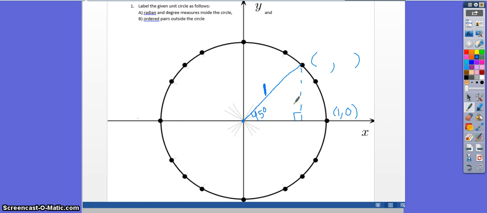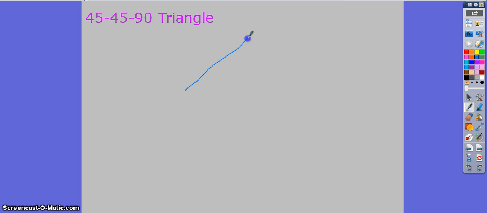So I'm going to flip to a different screen to show you how I derive this ordered pair. I'm going to draw in this triangle. Not a very good drawing, but close enough. We know this is a right angle. Again, we said the hypotenuse is equal to 1, and we know this is 45 degrees. So we know that the sum of all three angles in a triangle is equal to 180, which leaves us with 45 degrees for this angle.